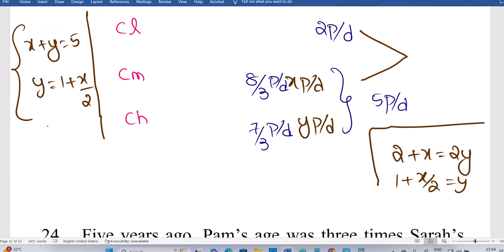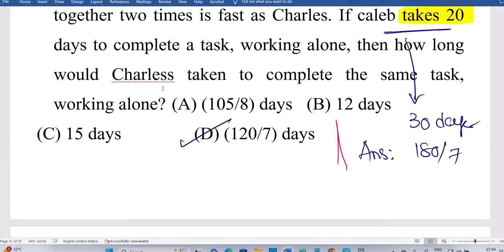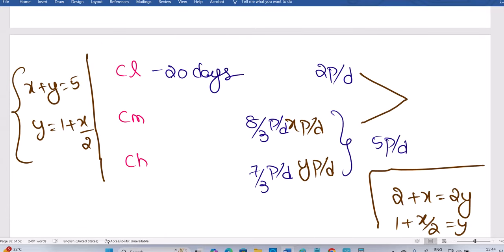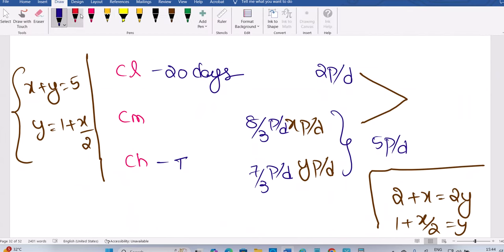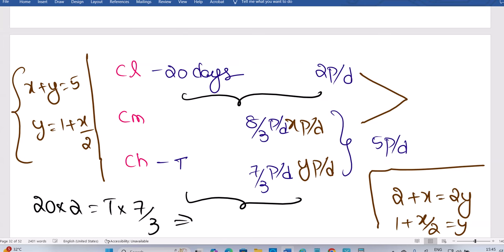In the question, Caleb alone can complete the work in 20 days. And finally, they are asking about Charles to complete the work alone. Now 20 into 2, as mentioned, 120 by 7 is perfectly correct. 20 into 2 must be equal to T into 7 by 3. T equals 120 divided by 7.